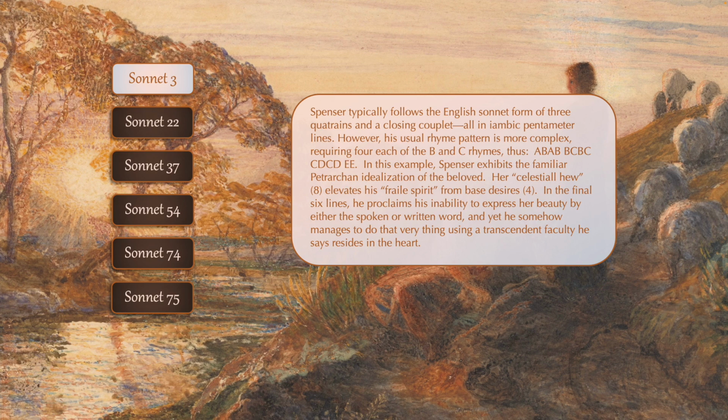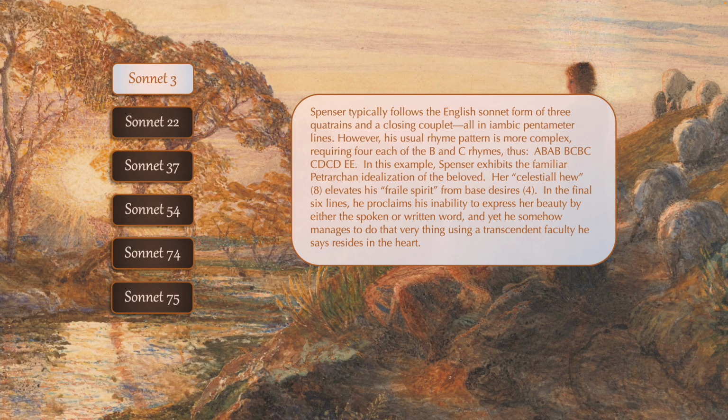However, his usual rhyme pattern is more complex than normal, requiring 4 each of the B and C rhymes. So A, B, A, B, B, C, B, C, C, D, C, D, E, E. In this example, sonnet number 3, Spenser exhibits the familiar Petrarchan idealization of the beloved. Her celestial hue elevates his frail spirit from base desires.